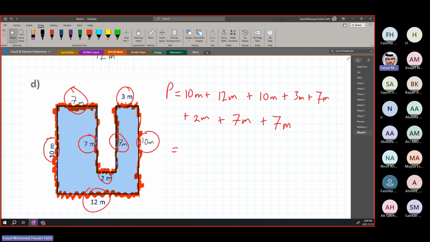Just get out my calculator real quick. So it's 10 plus 12 plus 10 plus 3 plus 7 plus 2 plus 7 plus 7. I got 58 meters. Make sure it's in meters. It's not going to be meters squared. Perimeter is always in meters. Now, let's move on to the area.